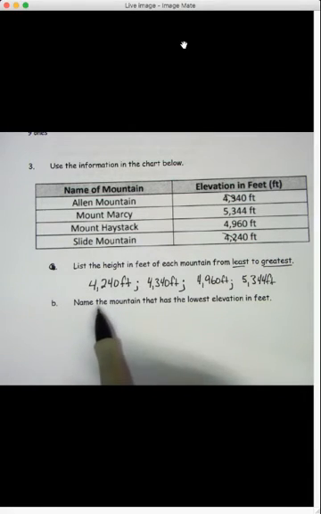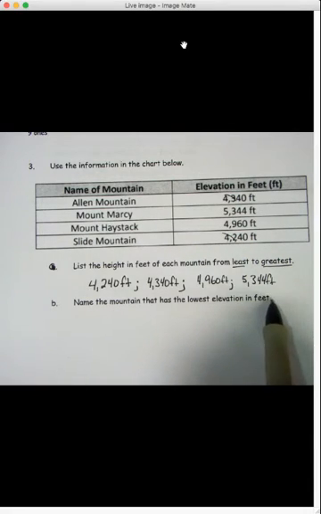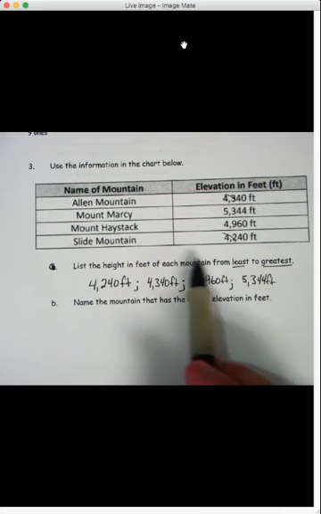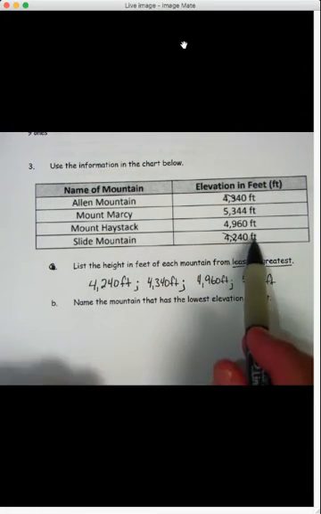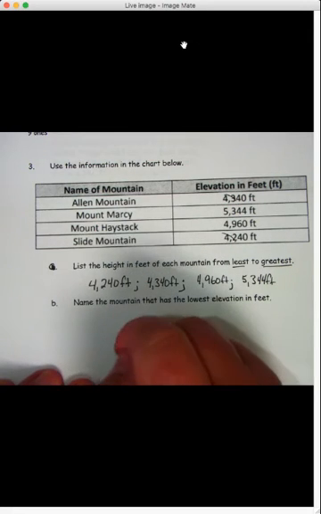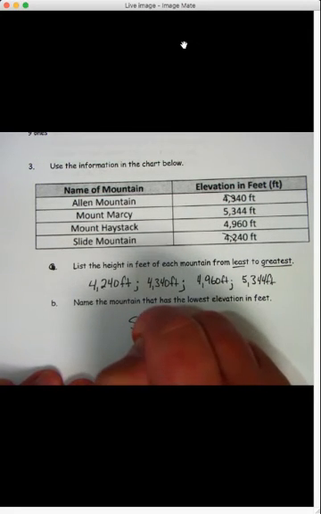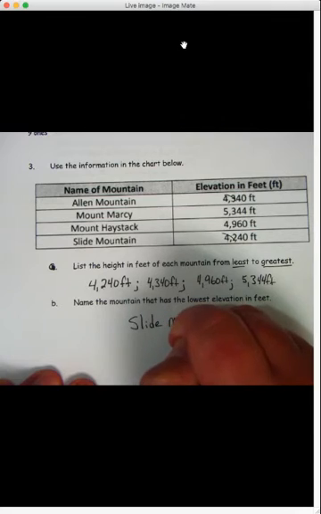And then it asks us here, name the mountain that has the lowest elevation in feet. So it's this one that has the 4,240. What was it called? It was called Slide Mountain.